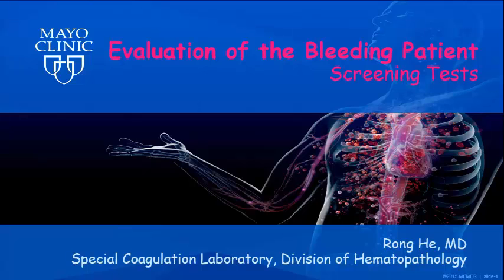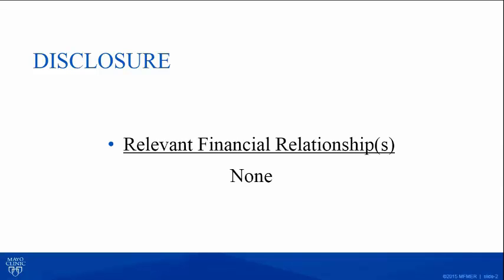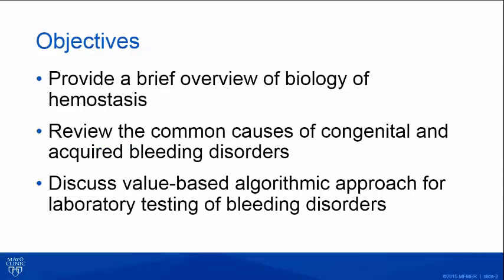So my topic is a screening test on working up a bleeding patient. I have no disclosures. The objectives for today are, first, to provide a brief overview of physiological hemostasis. Then we're going to talk about the common causes for congenital and acquired bleeding diathesis. And then I'm going to present a value-based algorithmic approach for the laboratory testing of bleeding disorders.